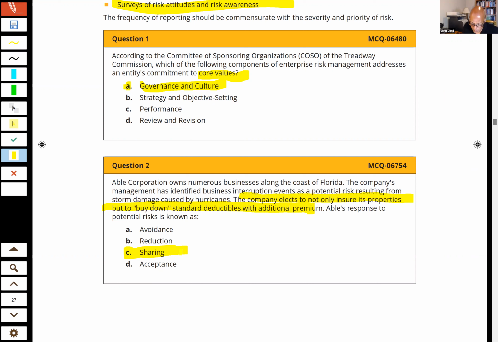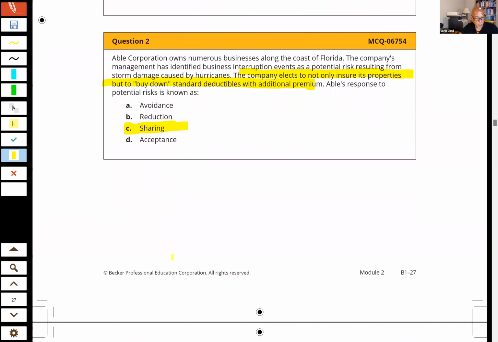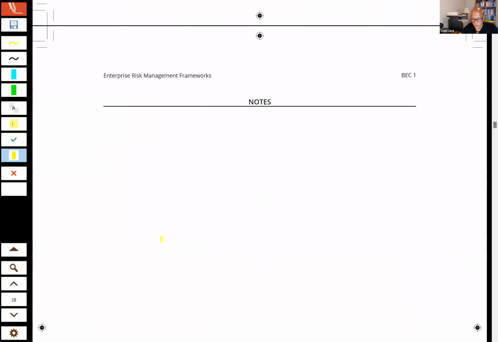Avoidance would be that they're basically going to move away from the coast. Reduction, maybe they would fortify the buildings so that they're not going to be as impacted by a hurricane. Acceptance would be what? Hey, we're just not going to do anything, right? But getting more insurance would be sharing the risk. Okay, good. And I think you saw that we made flashcards, some terms that would help you with that.